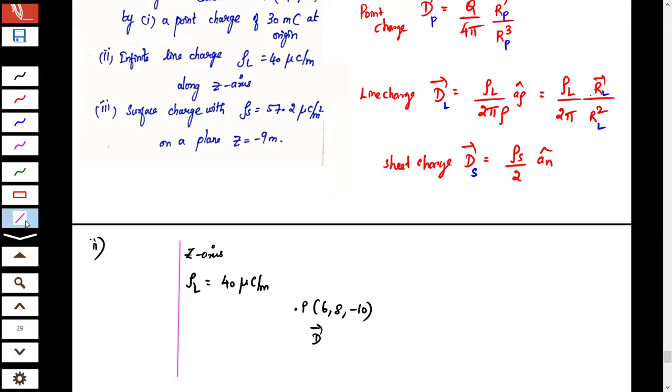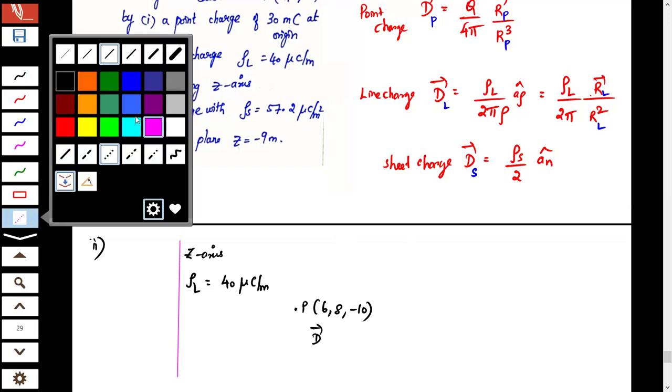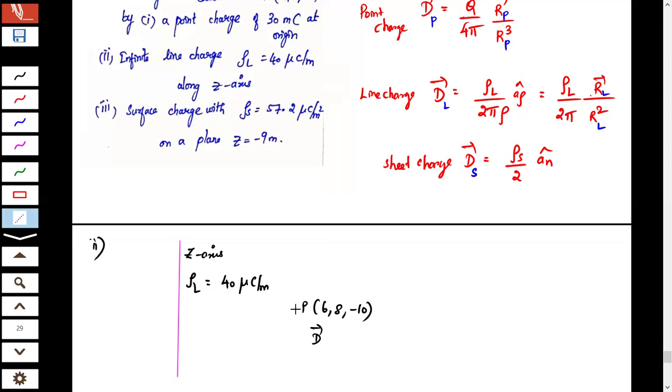So a similar procedure for a line charge we should do. Draw a perpendicular from the point P to the line charge and find the point of intersection P dashed. The coordinates of P dashed will be required to find what is the vector RL, and we have to substitute the vector RL and its magnitude into the formula to get electric flux density.